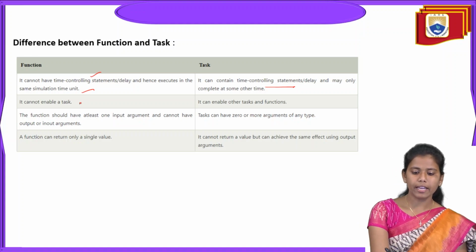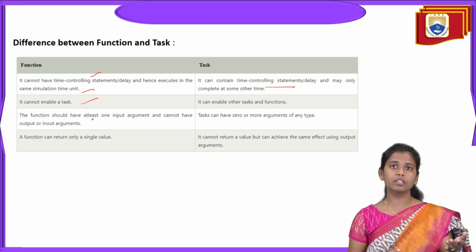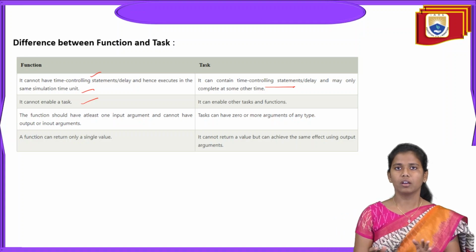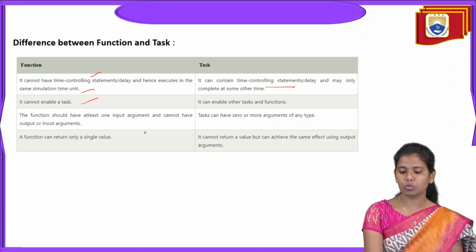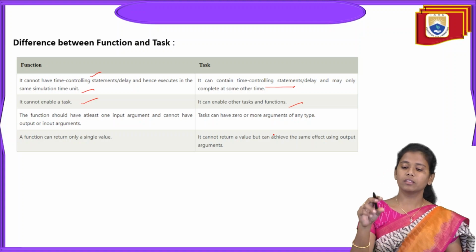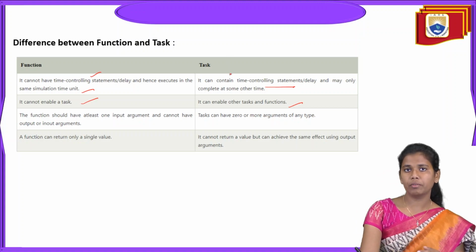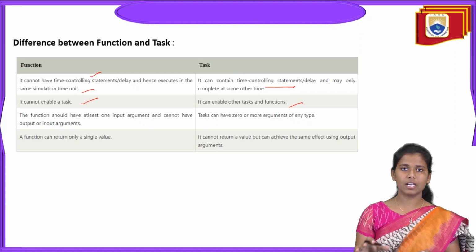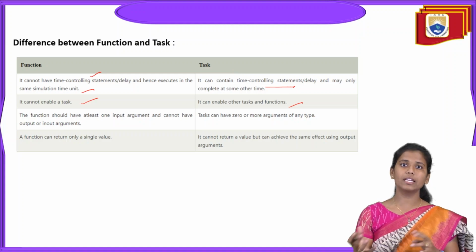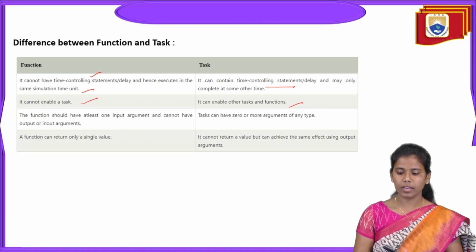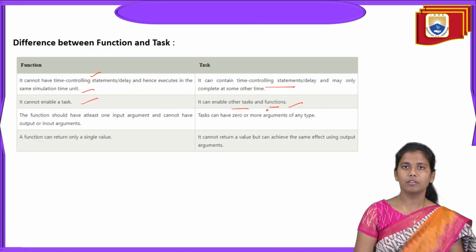And then a function cannot enable a task. Functions cannot enable tasks; they are totally different from each other. Whereas a task can enable other tasks and functions. The advantage of the task is that, while a function cannot enable a task, the task can easily enable other tasks as well as functions.